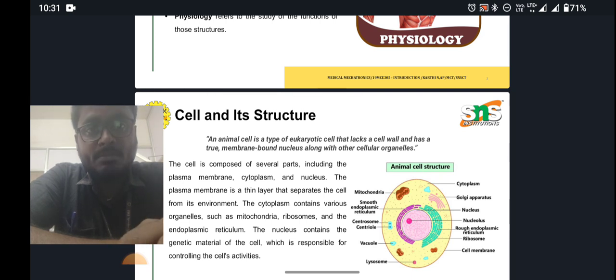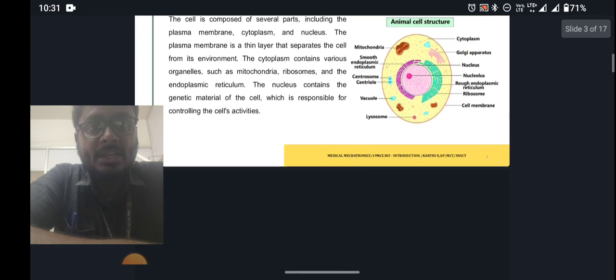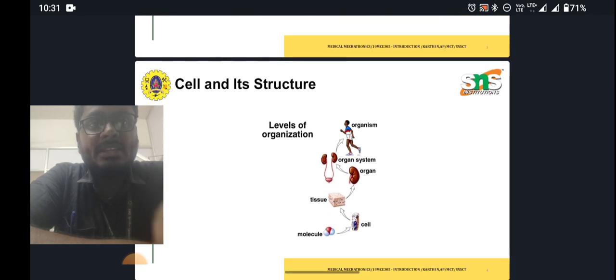The plasma membrane is a thin layer that separates the cell from its environment. The cytoplasm contains various organelles such as mitochondria, ribosomes, and endoplasmic reticulum. The nucleus contains the genetic material of the cell, which is responsible for controlling the cell activities. Followed by the cell levels of organization.